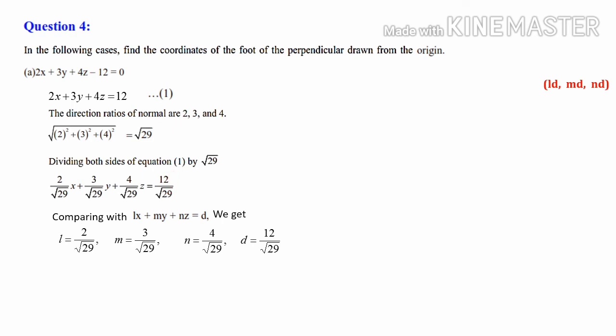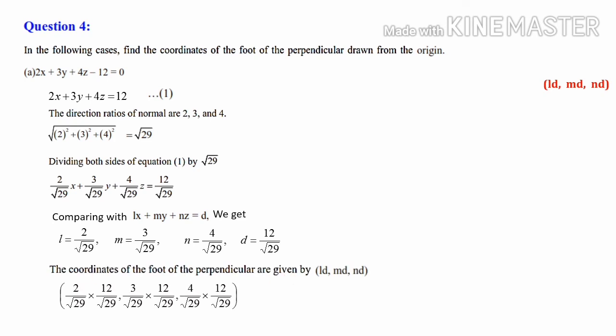Now we can use this formula to calculate the foot of the perpendicular because we have got l, m, n and d. So when you write the coordinates of the foot of the perpendicular, ld: l is 2 by root 29 into d is 12 by root 29, is calculated, comma.